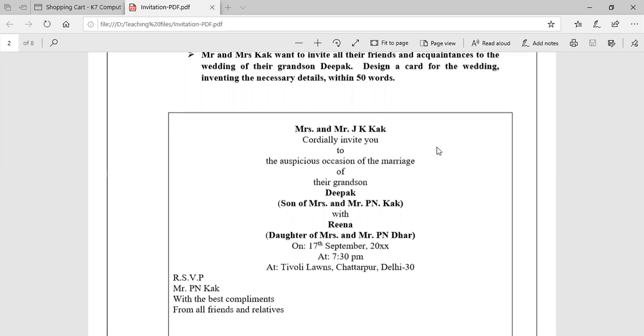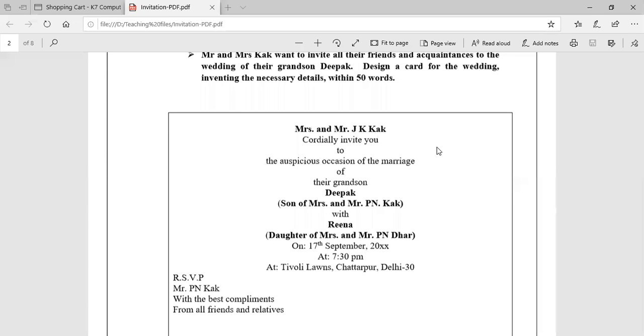That means in letter formal invitations, you can write as it is. No other things, as it is, you can write. So here, of their grandson, Deepak. That means you have to, in brackets, mention son of Mr. and Mrs. P.N. Hawk with Reena, and daughter of Mrs. and Mr. PM Dodd, on 17th September 2020, or anything you can mention, or 20XX, you can use that, at 7:30 p.m. timing, and then the particular venue you have to mention.